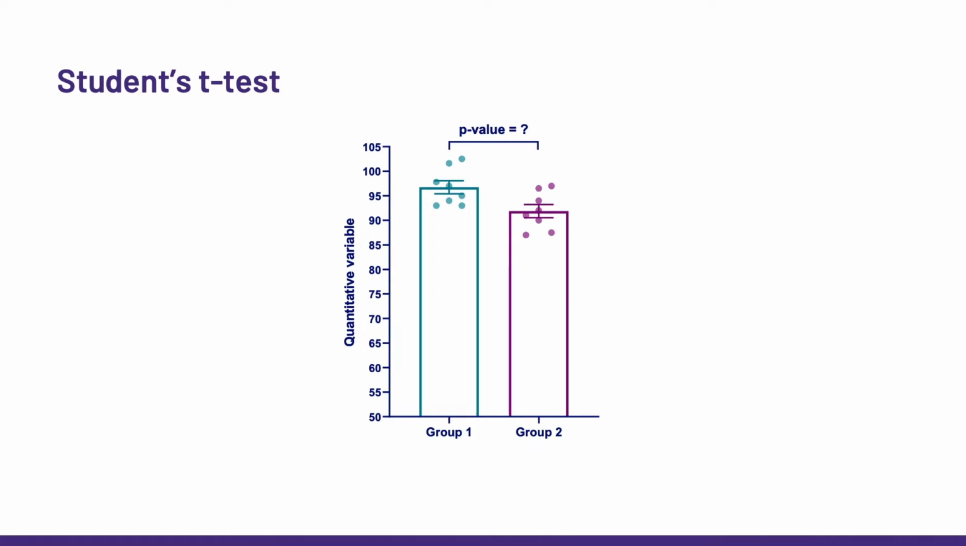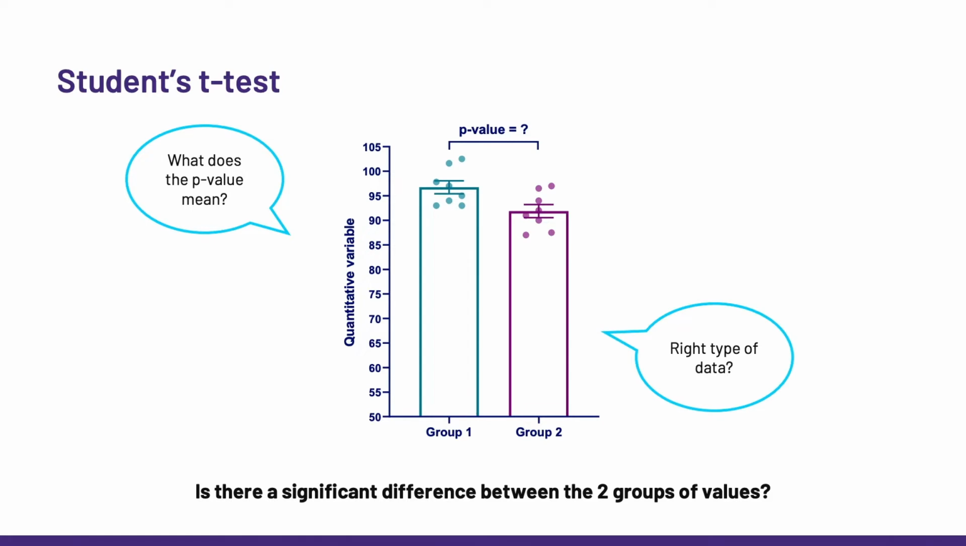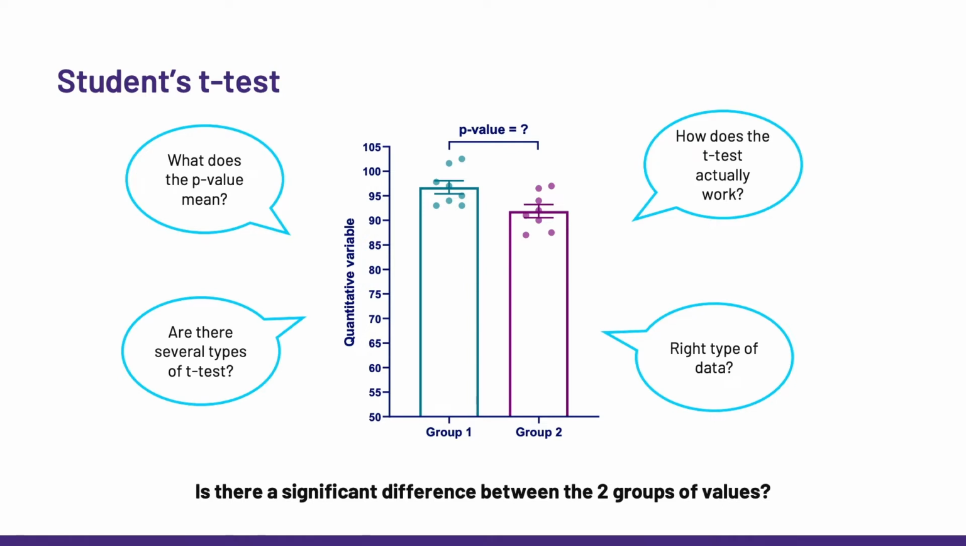In a nutshell, we use a student t-test when we want to know if there is a significant difference between the means of two groups of values. But what does it mean significant? It has to do with the p-value, right? But what does the p-value actually mean? And can we use it on whatever data? If not, how can we check our data are okay? And how does the t-test work, by the way? And is there only one type of t-test? Okay, that's a lot of questions. Let's start from the beginning.